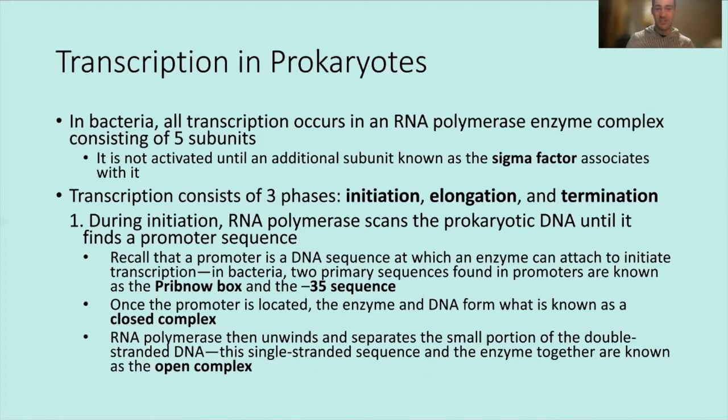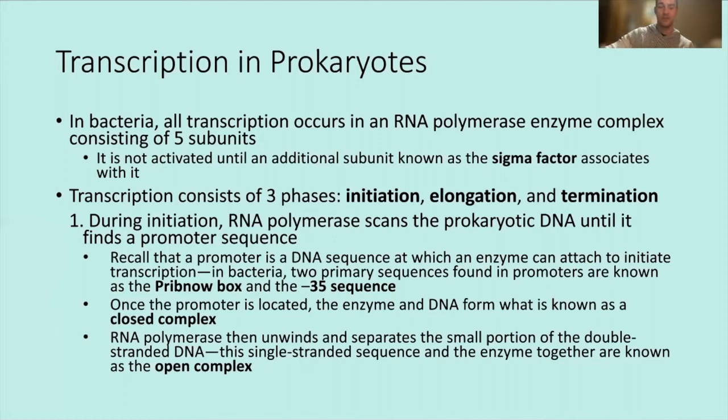So transcription consists of 3 phases: initiation, elongation, and termination. We'll just go over each of them individually. The first, obviously, is initiation. During initiation, RNA polymerase scans the prokaryotic DNA until it finds a promoter sequence. Recall that a promoter is a DNA sequence at which an enzyme can attach to initiate transcription. So that's just the starting point, pretty much, for RNA polymerase to attach and then begin transcription.